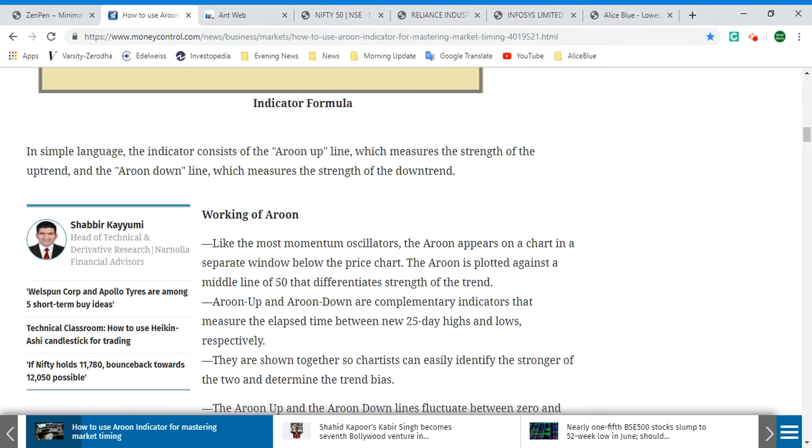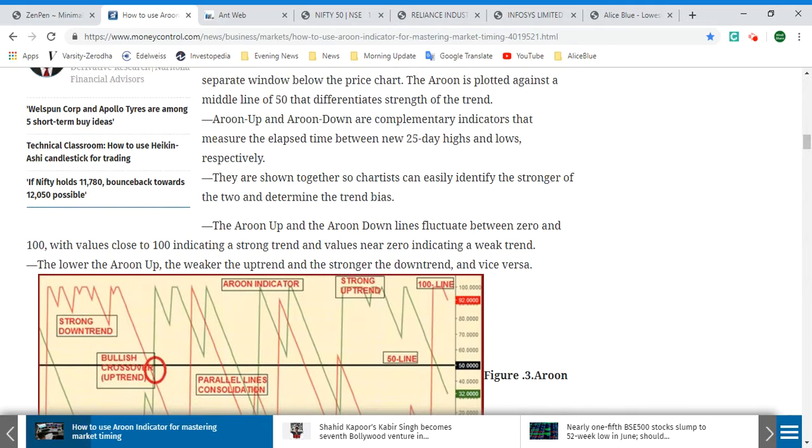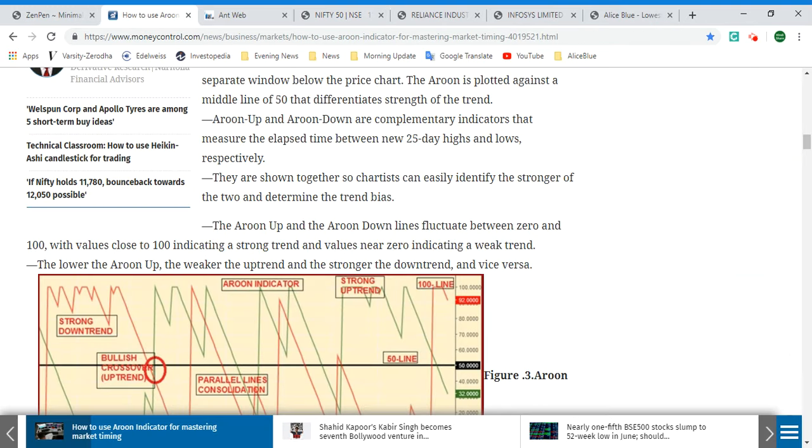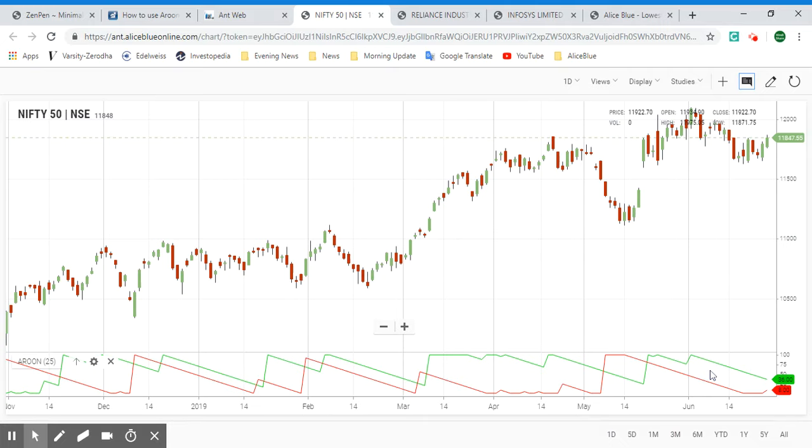Okay, so the working of the Aroon: like most momentum oscillators, the Aroon appears on a chart in a separate window. As we have already seen, the Aroon up and Aroon down are complementary indicators that measure the elapsed time between new 25-day highs and lows. Since we have applied the 25 periods on the candlestick chart, this shows the elapsed time between the 25-day highs and lows, within the past 25 periods, the highs and the lows and the strength of the uptrend and the downtrend.